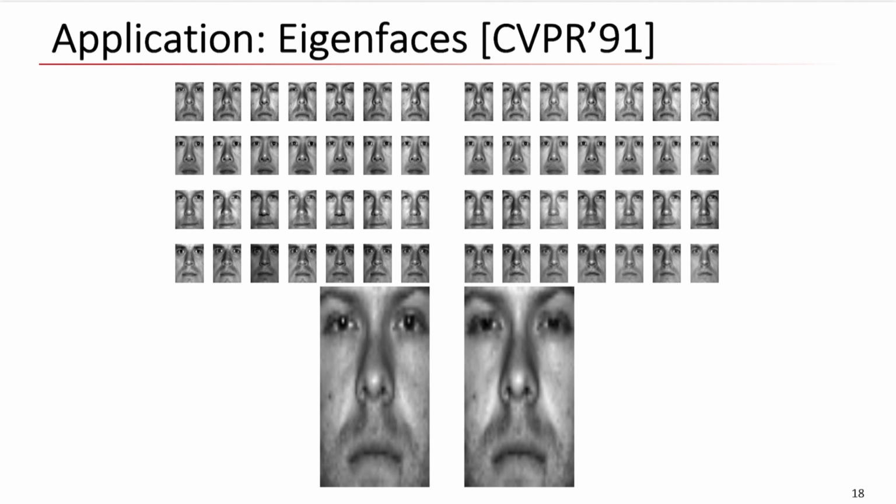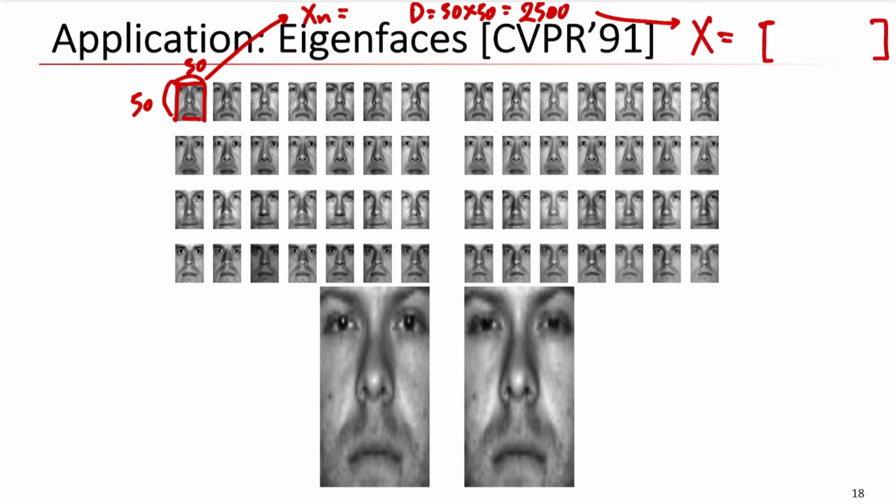So here we have a 50 by 50 input vector, because this is an image, but this is just a column vector, xn. When t is equal to 50 by 50, that is 2500, right? So what is the shape of X? Something like a t by n matrix, where t is 2500 and n is the number of samples.